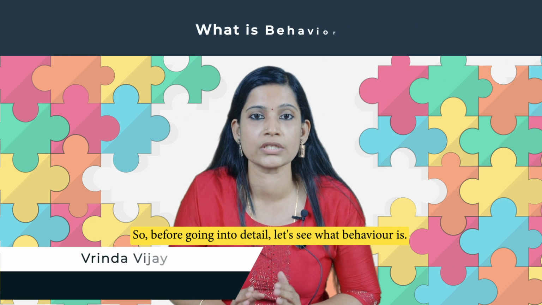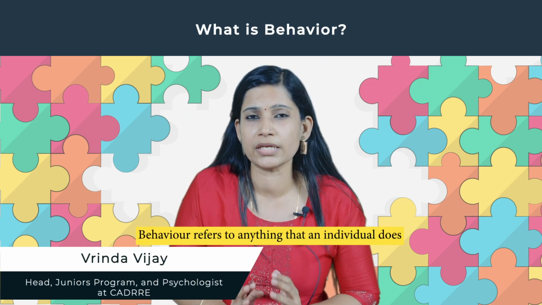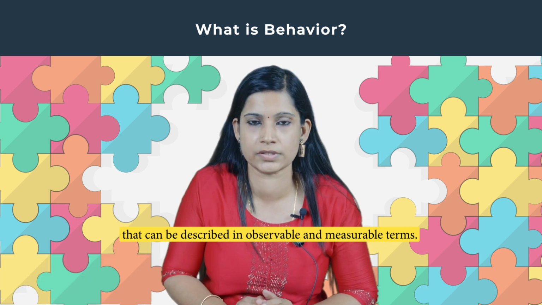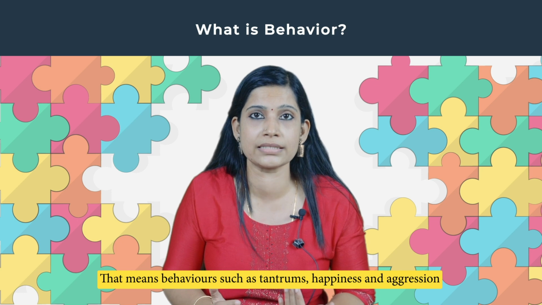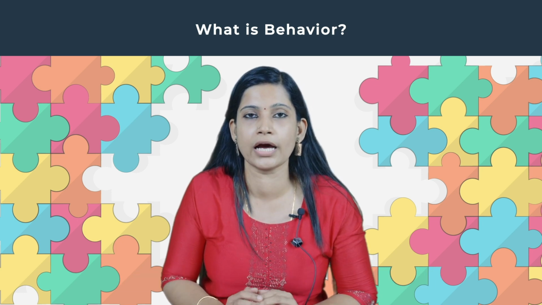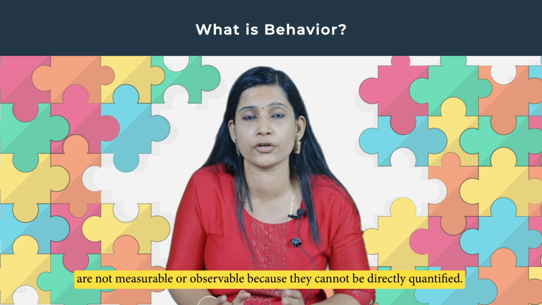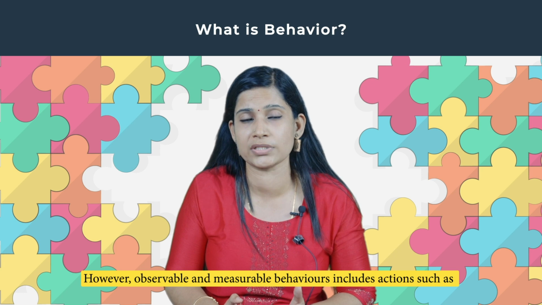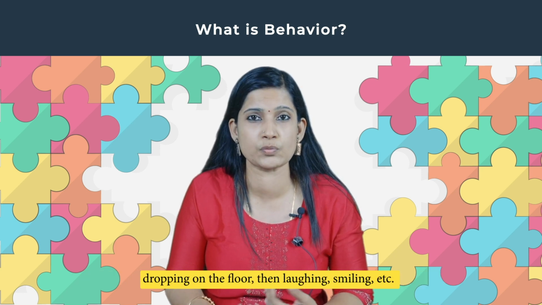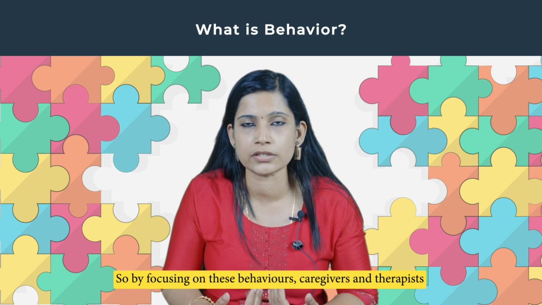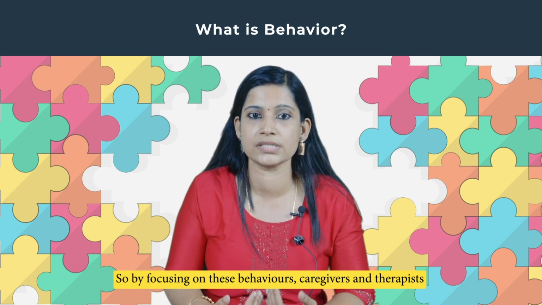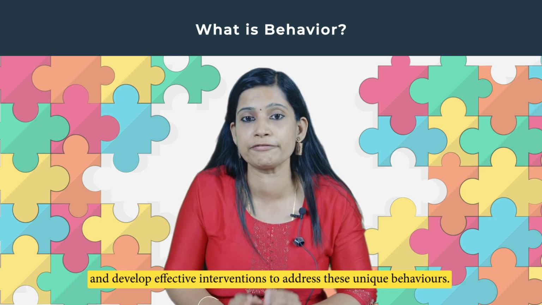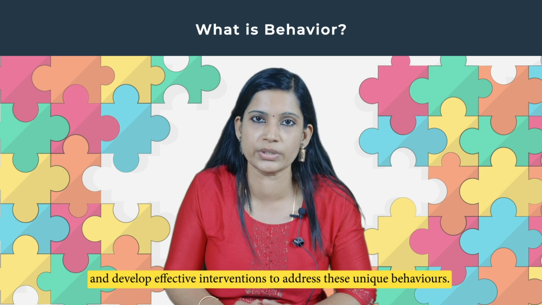Before going into detail, let's see what behavior is. Behavior refers to anything that an individual does that can be described in observable and measurable terms. That means tantrums, happiness and aggression are not measurable or observable because they cannot be directly quantified. However, observable and measurable behaviors include actions such as dropping on the floor, laughing, smiling, etc. By focusing on these behaviors, caregivers and therapists can better understand the needs and challenges of individuals with ASD and develop effective interventions to address these unique behaviors.